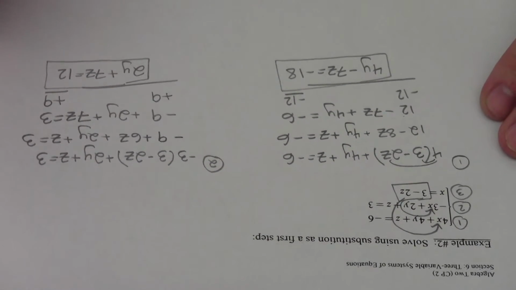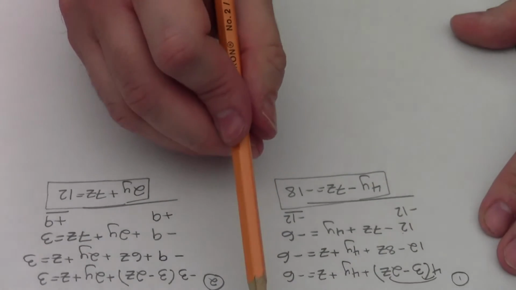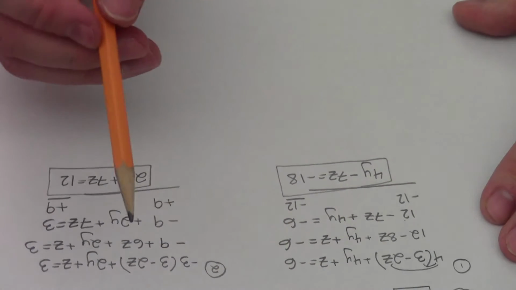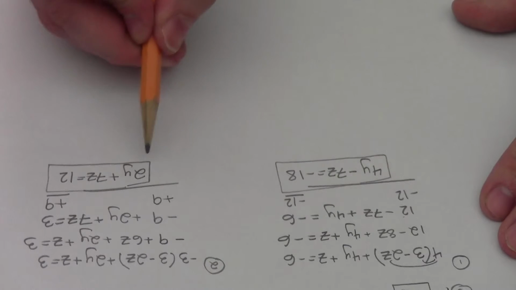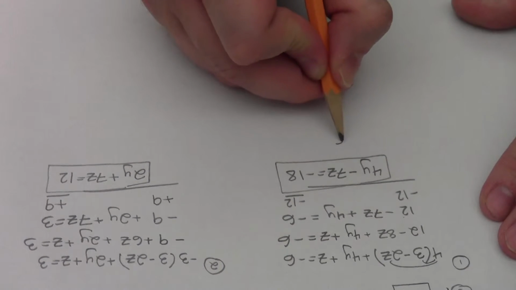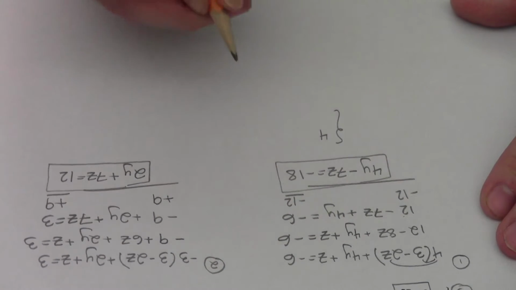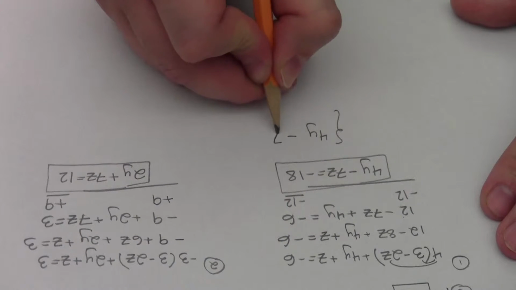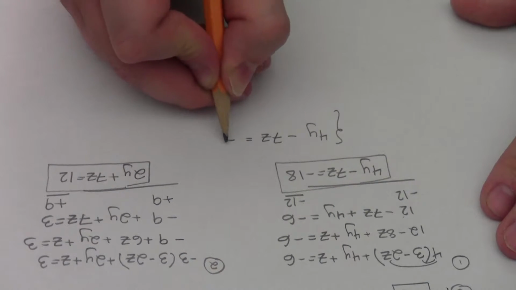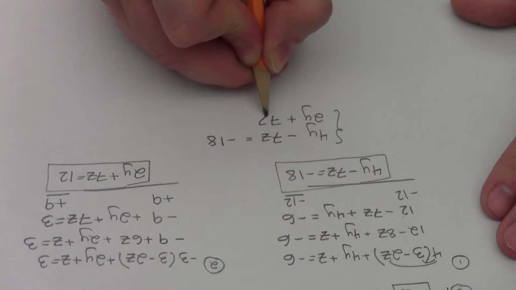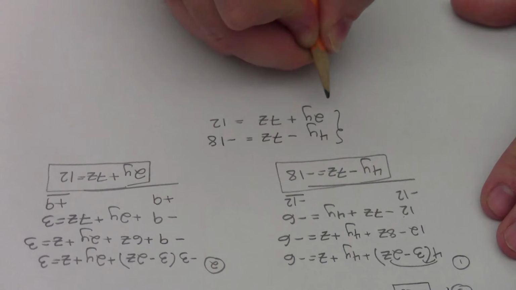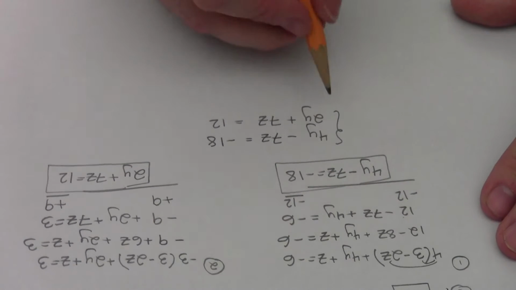So now I need to solve this system. Going back to those directions, they said to solve using substitution as a first step. It's completely okay at this point to continue solving using elimination. So I think that's what I'm going to do, because it would be easiest to eliminate the y's here rather than try to solve for a variable and then use substitution. So I'm going to pair these up. Actually, I take that back. The y's wouldn't be hard, but the z's would be even easier. So let's eliminate the z's.